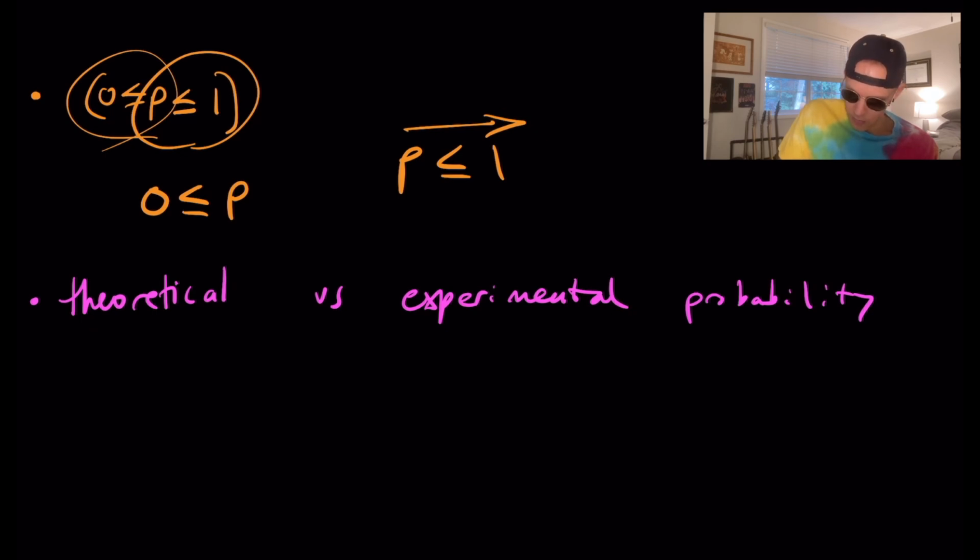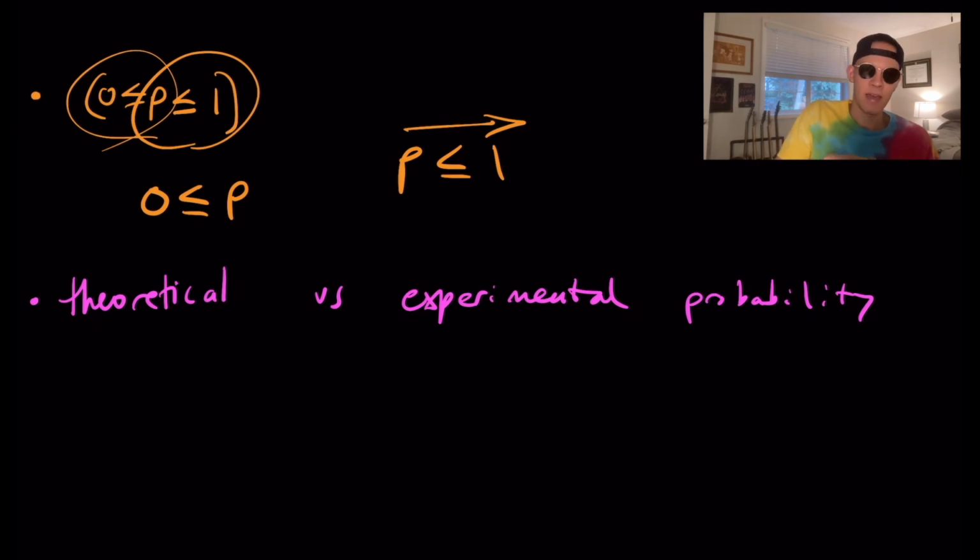Another note about probability, we got theoretical versus experimental probability. So theoretical is what is supposed to happen on paper. And then experimental is actually what happens in real life, because there are other variables that we might not take into account when we're doing theoretical calculations. So we'll do an example here real quick.